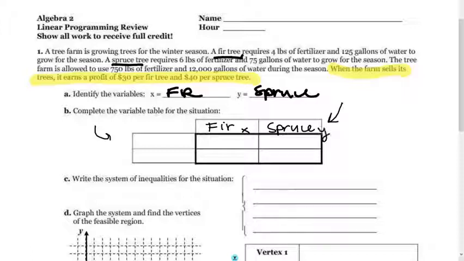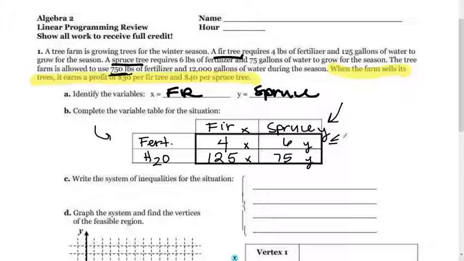And then I like to write my variable here because that helps me write my equation. And then I'm going to put my other things, fertilizer and water, along this side. A fir tree is 4 pounds of fertilizer and 125 gallons of water. And a spruce tree is 6 pounds of fertilizer and 75 gallons of water. And then the reason I wrote my X and Y down is because I like to carry my X's and Y's down here. And then I know that we would use up to 750 pounds of fertilizer.